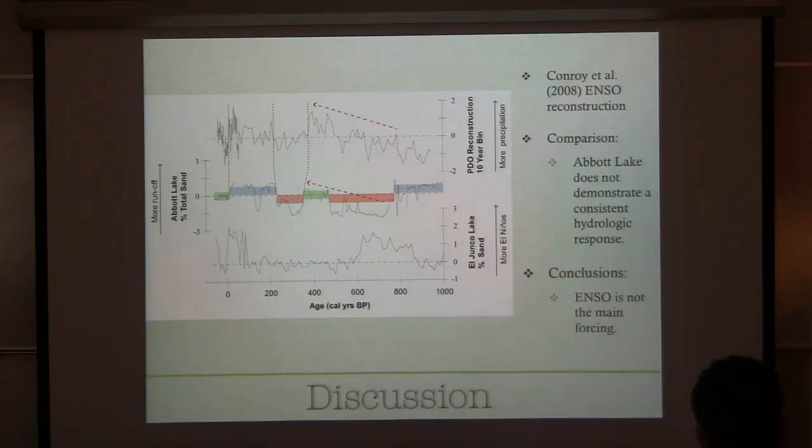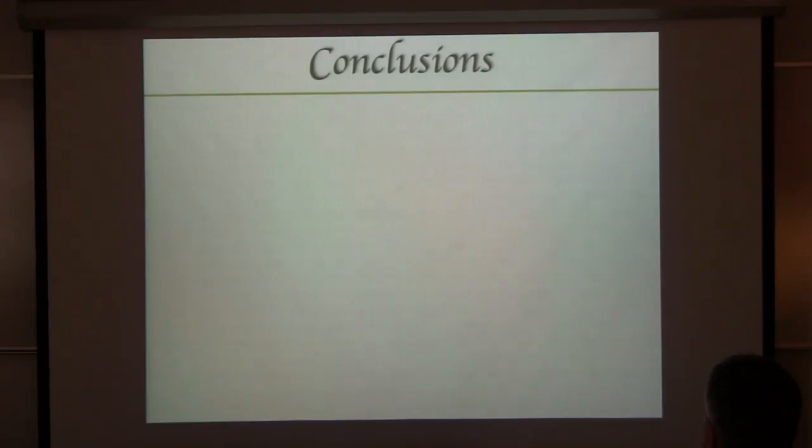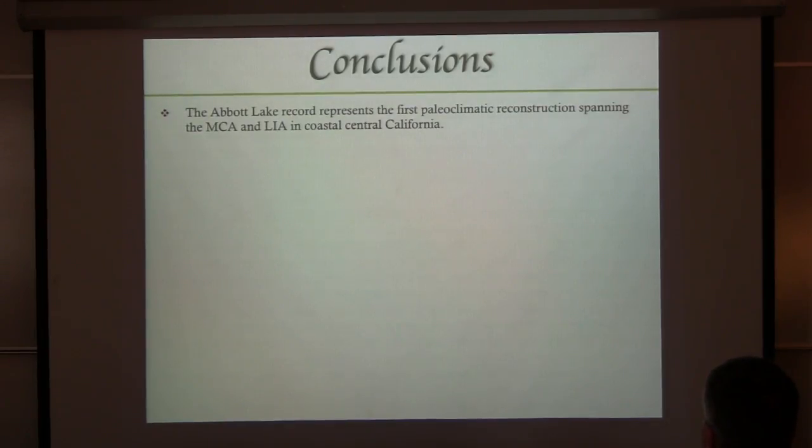But ENSO is more of a Southern California phenomenon. For it to reach Central California, it has to be really strong, and even then, research has shown that the responses aren't always the same in that region. So the Abbott Lake record represents our first paleoclimate reconstruction in the coastal Central California region that spans the MCA and Little Ice Age.